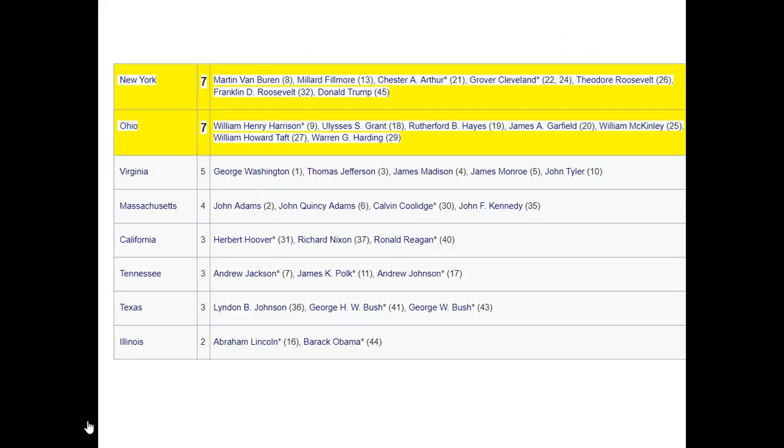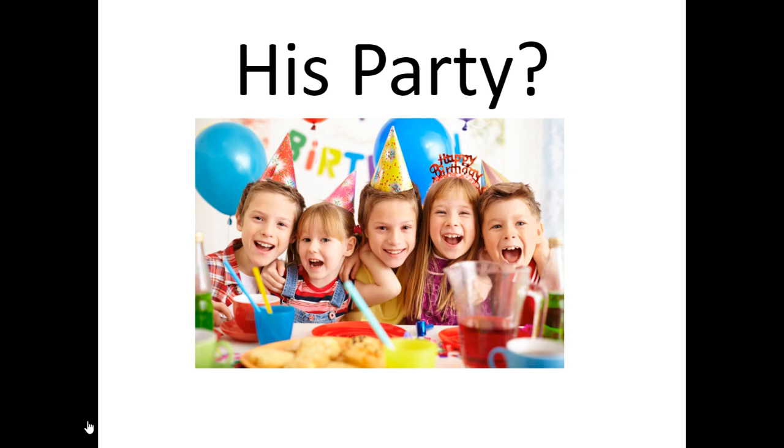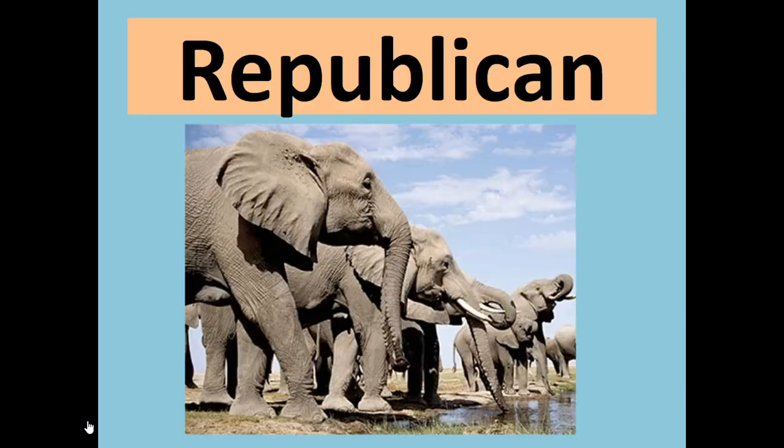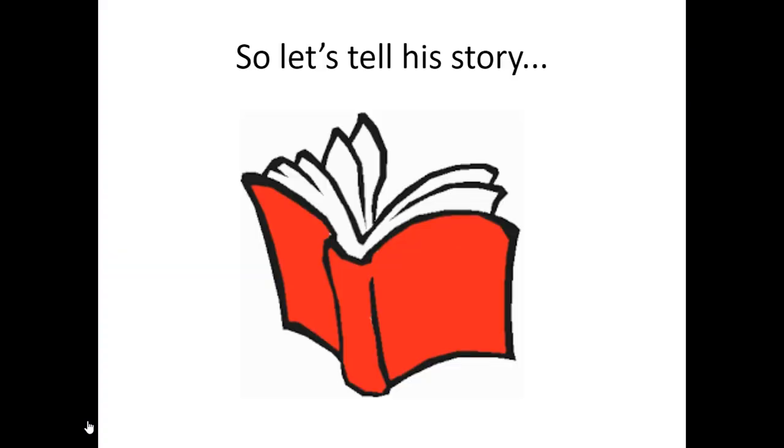Now, this says 7 and 7. There are some disputes about presidents. Do you count them just because they were born in a state, or did they have to live there, or did they have to live there right before the election? Either way, by some measure, New York and Ohio currently are leading the way with providing our country presidents. So what was the party of Harding from Ohio? And that would be the Republican Party, of course. If he had been a Democrat, I would have showed a donkey being the symbolic animal of choice. So let's tell Harding's story and see how effective of a president he was.